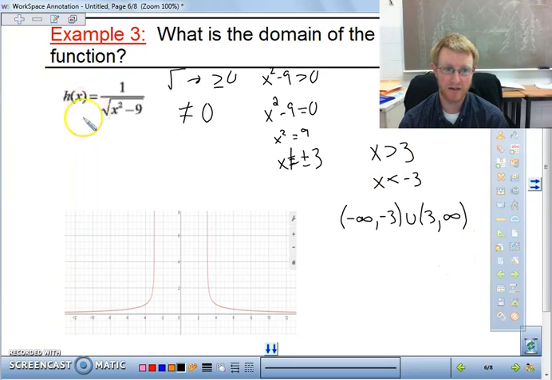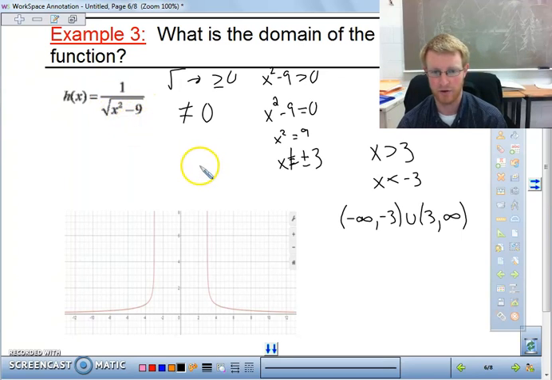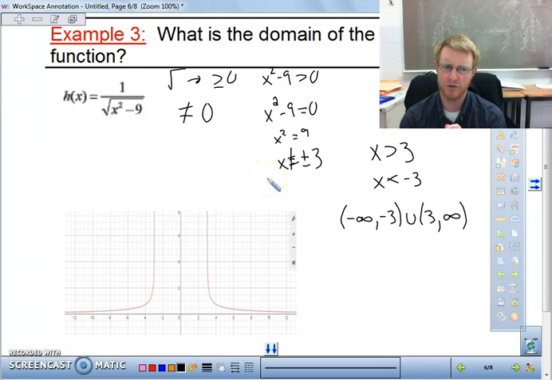So anything from negative infinity to negative 3 will keep this positive and not make it 0. And anything from 3 to infinity will make this positive and not make it 0. So there's our domain. This one's a little bit trickier for sure because you're dealing with two different things. Can't be 0 and can't be negative. But we can use a little bit of common sense and our graph to kind of figure out what those values are going to have to be.